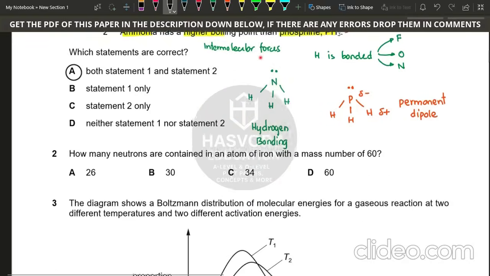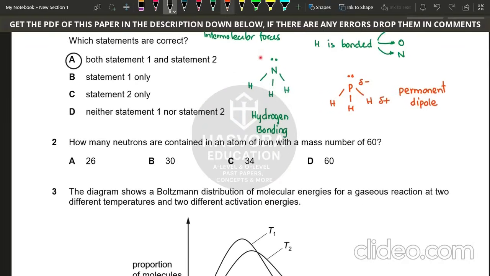Now let's move on to the second question, which says: how many neutrons are contained in an atom of iron with a given mass number? This is the mass number, or you can say the nucleon number. What is the nucleon number? It is the sum of the neutrons plus the protons. Now what is iron? Iron has a mass number, or nucleon number, of 60, and an atomic number, or number of protons, of 26.